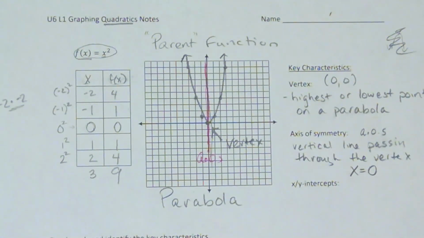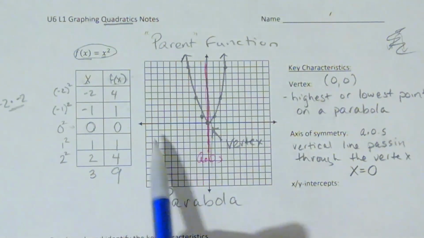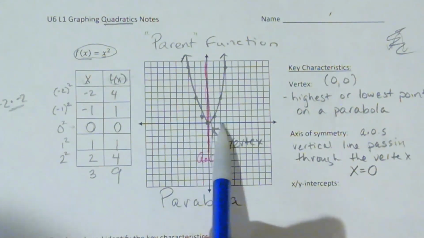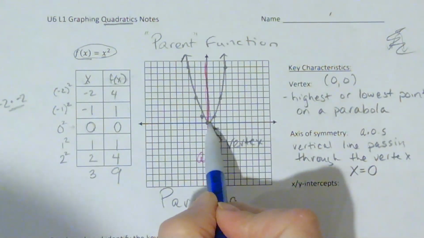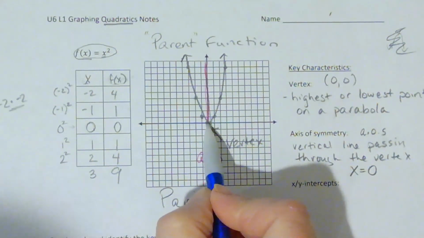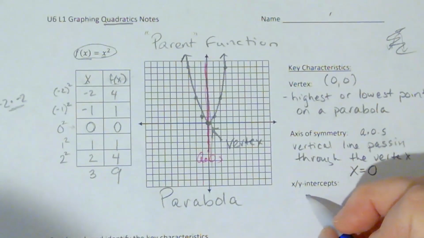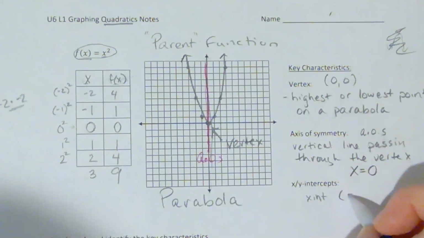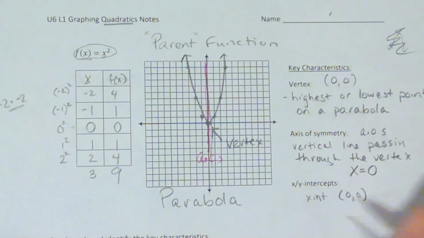The other thing we want to look at on this graph is the intercepts. Do we have any intercepts? Is it crossing or touching the x-axis anywhere? Yeah, at this point right here. Does it touch the y-axis anywhere? Yes, this point right here. So in this particular case, the x-intercept is (0, 0), and the y-intercept is the same thing, (0, 0).